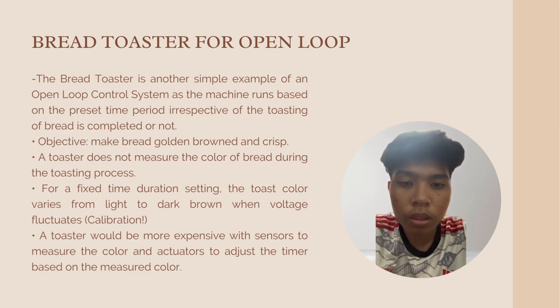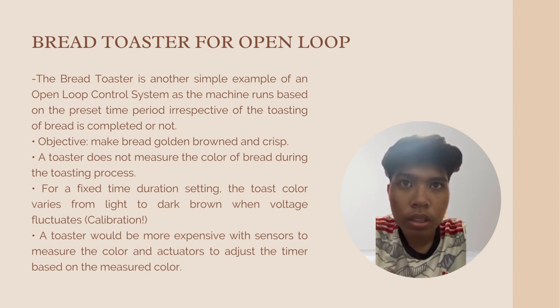Bread toaster for open loop. The bread toaster is another simple example of an open loop control system, as the machine runs based on the preset time period irrespective of whether the toasting of bread is complete or not. Objective: make bread golden brown and crisp. A toaster does not measure the color of bread during the toasting process. For a fixed time duration setting, the toast color varies from light to dark brown when voltage fluctuates.